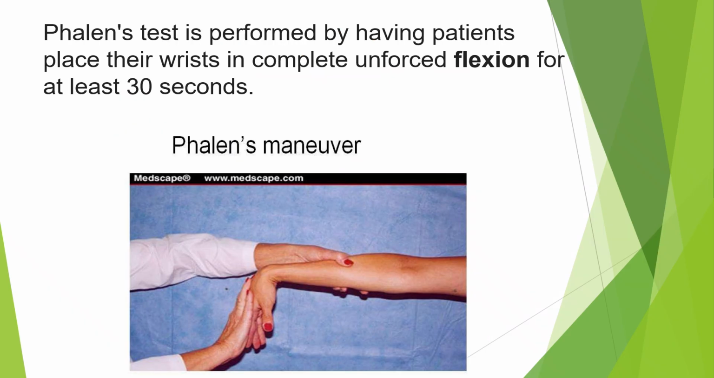So this is Phalen's maneuver. Phalen's test is performed by having the patient place their wrist in complete unforced flexion for at least 30 seconds. This will bring on pain, resulting in a positive Phalen's maneuver, indicating carpal tunnel syndrome.